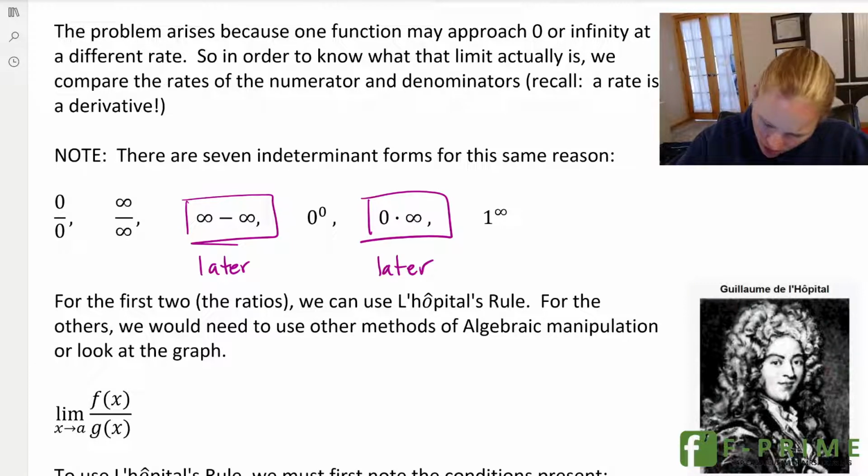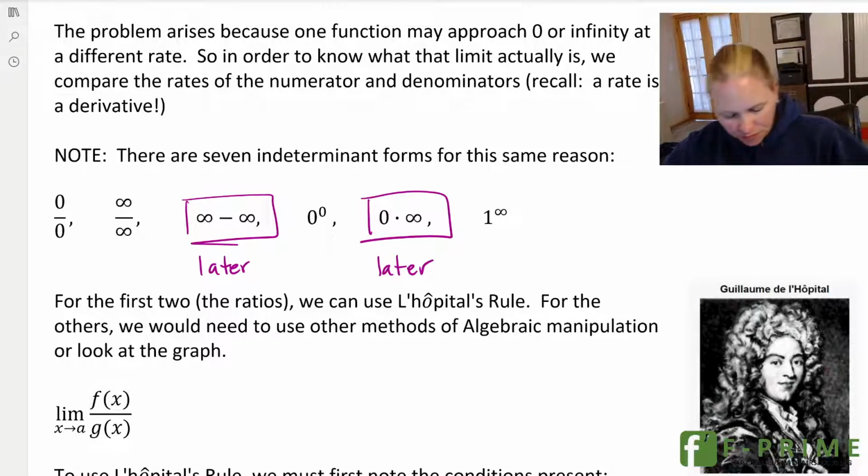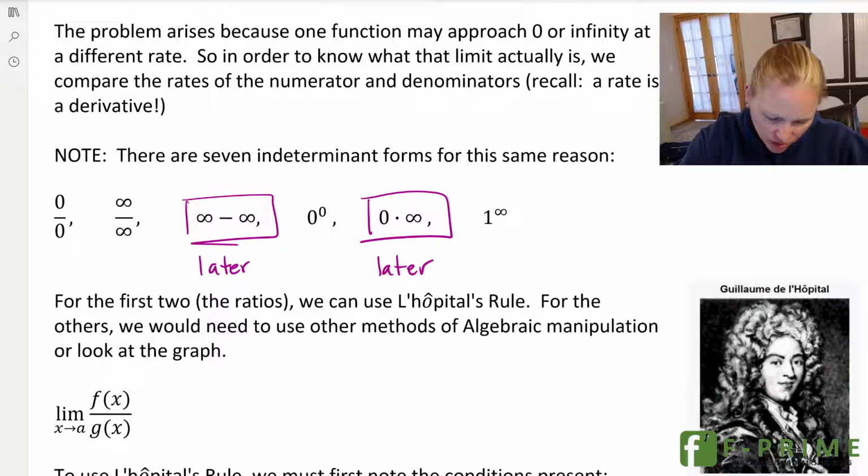And it looks like I'm missing one too. 1, 2, 3, 4, 5, 6. There is a 7th. I'll find it. And maybe it's like infinity to the infinity or infinity to the 0. I'm not sure. I must have left it out. But in any case, we don't see them a lot, but they do exist. But what we're going to do here is focus on these guys.